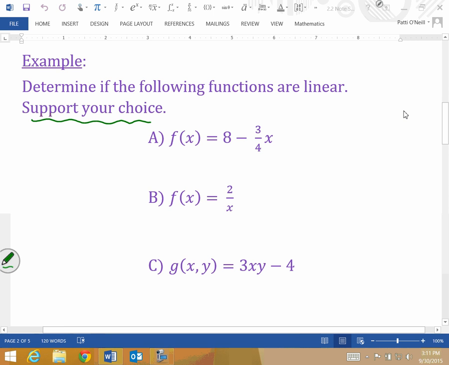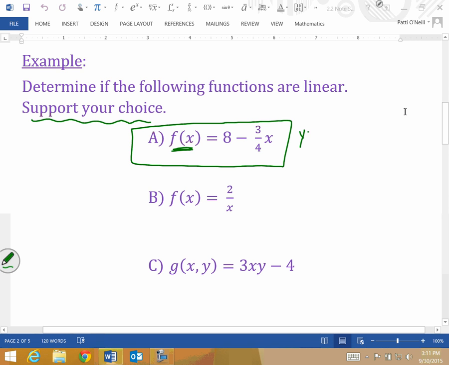So the first one is f of x equals 8 minus 3/4 x. Look at that and make a decision on whether that would be considered to be a linear function. Does it meet the criteria that I had on the first slide? Graphically, is it a line? Does it have a maximum power of 1 on the variables? And could we put it in the form y equals mx plus b or the standard form ax plus by equals c? Now remember, f of x means y.